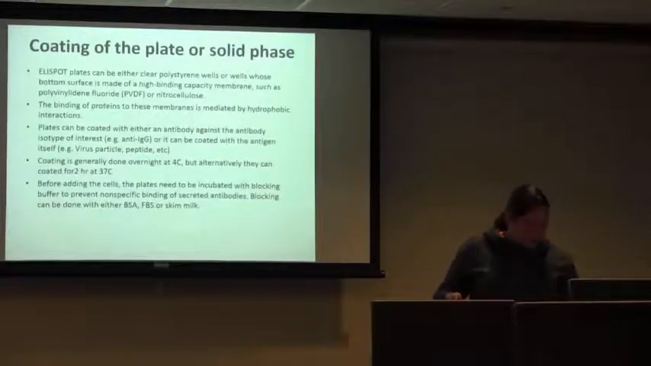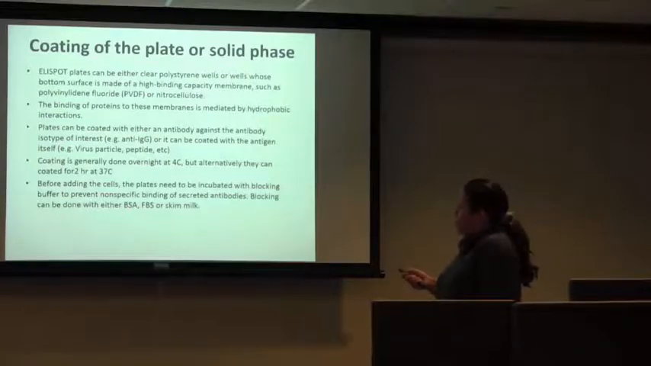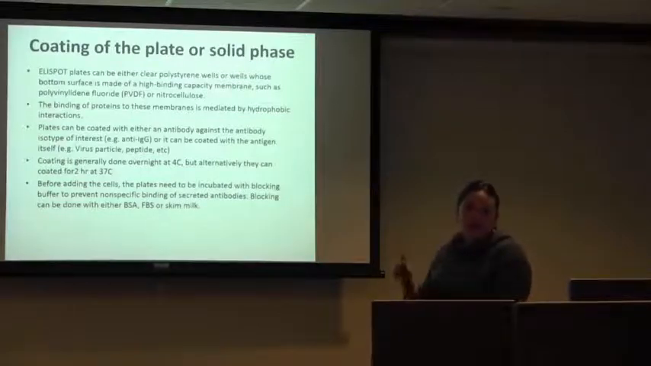But just to go over all of these steps very carefully, first step is the coating of the plate or the solid phase. The ELISPOT plates that we use are either clear polystyrene wells or wells whose bottom surface is made of high binding capacity membrane, and is usually the PVDF membrane or nitrocellulose membrane. The binding of the proteins to this membrane is usually through hydrophobic interactions, so they are very difficult to take out of the membrane.